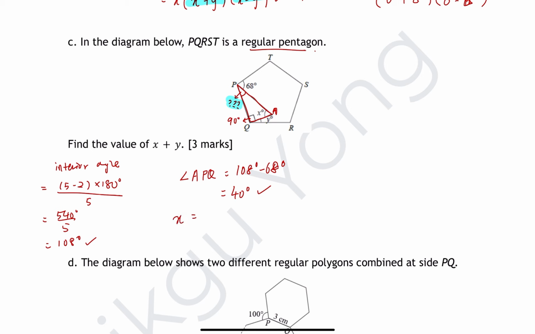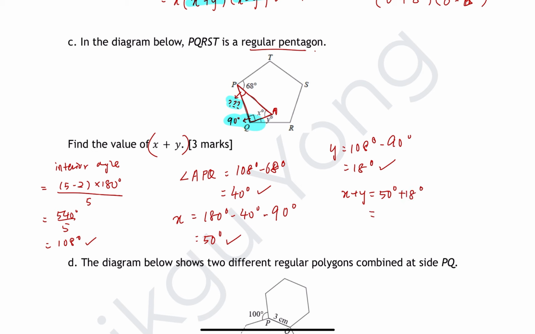And to get your x value, you will use 180 minus the 40 that you just found, minus another 90 degrees, which is the right angle. Okay, then you will have 50 degrees for your x. To get your y value, again, this part is also 108 because this is a regular pentagon. So y equals 108 minus your 90. You will get 18 degrees. And don't forget to add both degrees together. Okay, so x plus y, you have 50 plus 18, you get 68 degrees for your answer.